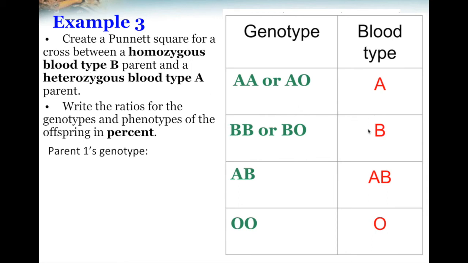So here we have blood type B, and if we see here, there are 2 different genotypes to represent blood type B. But the question is saying it's homozygous blood type B. So in this case, we're going to choose this genotype, BB, because it's homozygous since it has 2 of the same alleles. Now the other parent is heterozygous blood type A. So here is blood type A, and if we see the genotype, there are 2 different genotypes, but heterozygous would be AO, because remember, heterozygous means 2 different alleles.